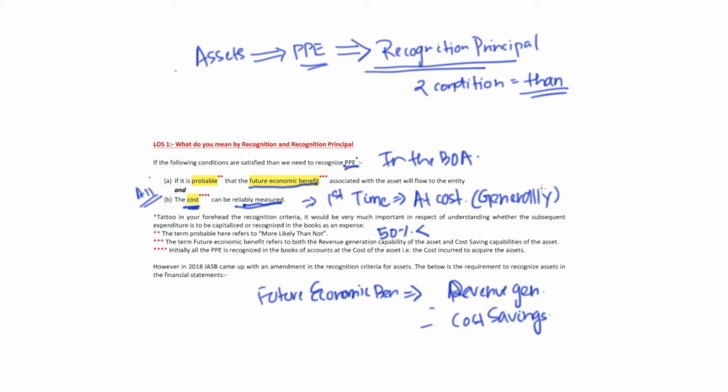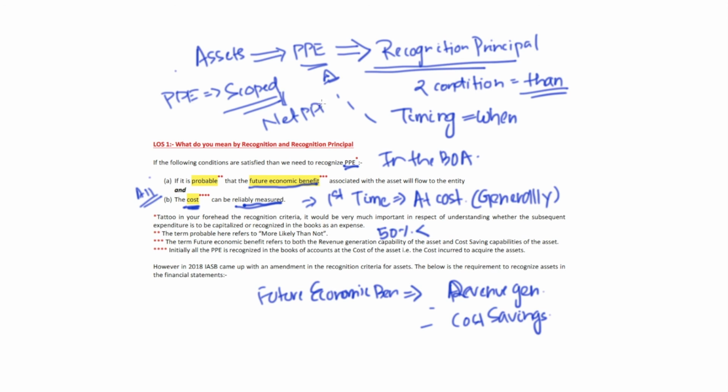Hence, if both the conditions are satisfied, then we need to recognize the property, plant, and equipment in the books of accounts. It only deals with the timing. When do we need to recognize this PP&E? See the level of filtering. First, we discuss the definition of property, plant, and equipment. Then we scoped out a few of them from our listing. Then we have the net PP&E after scoping out. Then we have the recognition principle. If the recognition principles are met, then we need to recognize PP&E in the books of accounts.